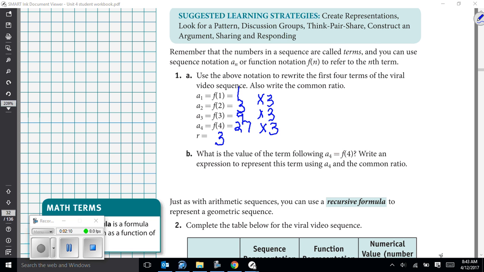So what is the value of the term following a sub 4 or f of 4? Write an expression to represent this term using a sub 4 and a common ratio. So what are we doing to get to a sub 4? Okay, so we took our a sub 3 and we multiplied that by 3, right? And that gave us our a sub 4. This was our previous term times 3.